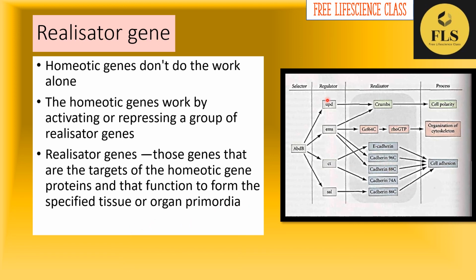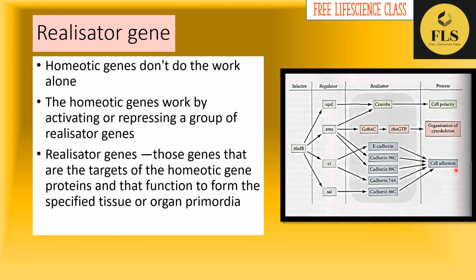In this picture, you can understand that here is an example of a homeotic selector gene, that is abdominal B. And this is the regulator. There are 4 different types of regulators which help in regulating the homeotic selector genes. Along with the homeotic selector gene, here are some realizator genes which help in forming the identity of the specified tissue.